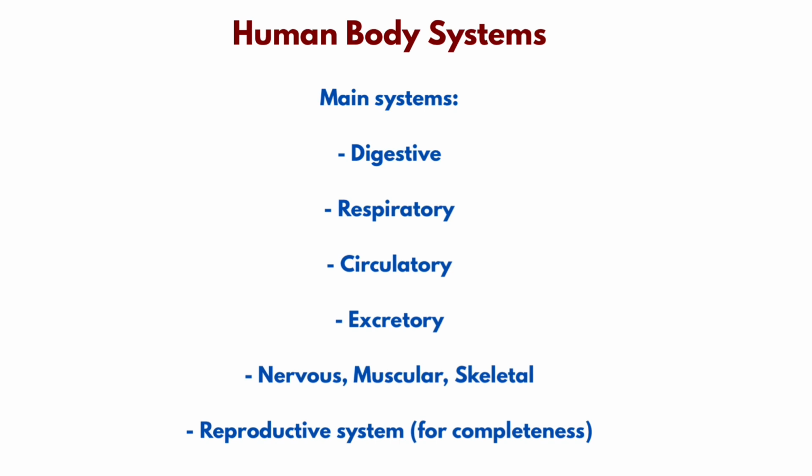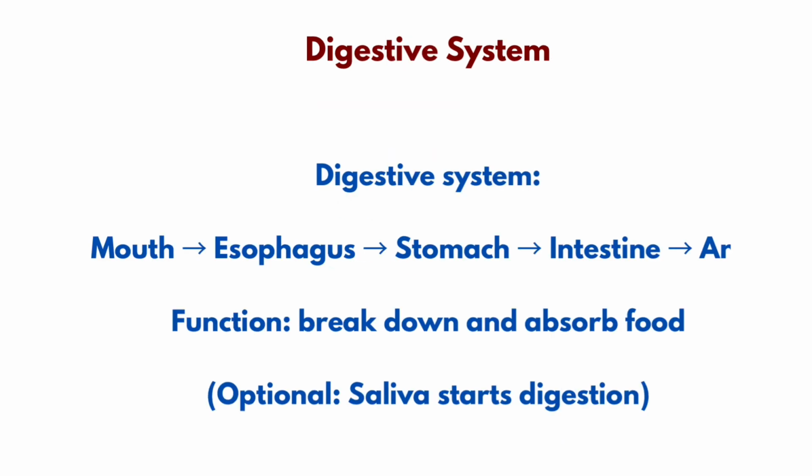So we will see first the digestive system. What is the digestive system? The function of the digestive system is to break down and absorb the food. The saliva starts the digestion. The food goes from the mouth to the esophagus, then the stomach, then the intestine, then the anus.